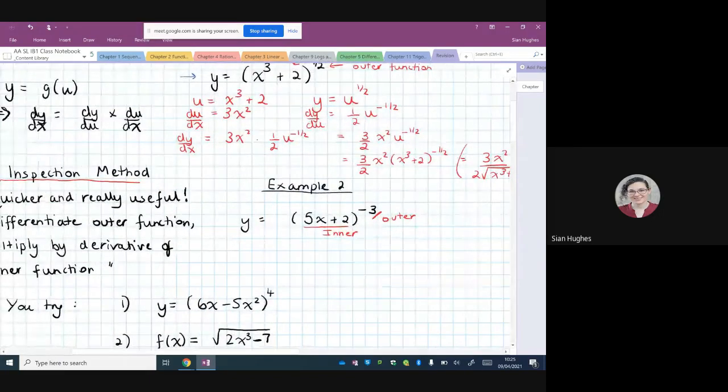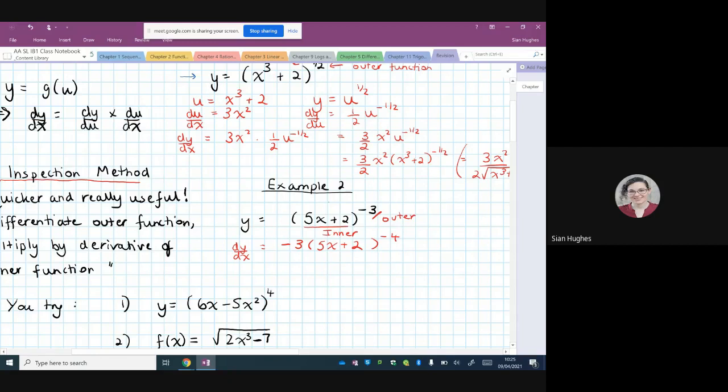So the first step I said was differentiate the outer function. So we look at our question, we look at the outer function, it's -3. So if I want to differentiate something with a power -3, I would bring the -3 to the front, and then I would take 1 away from it in the power. So I multiplied the -3 to the front, I subtracted 1, and your inner function, you just write it in its bracket where it was.